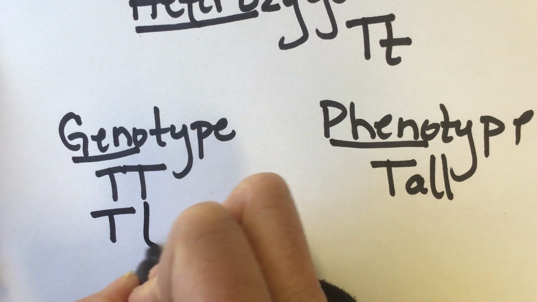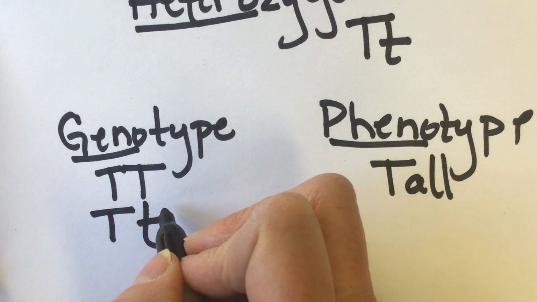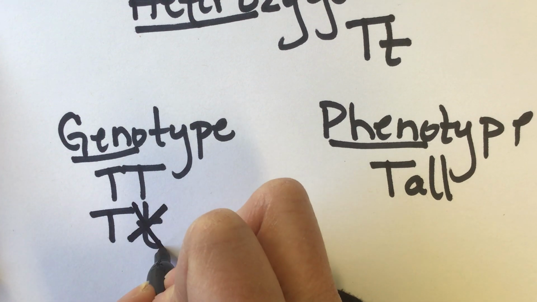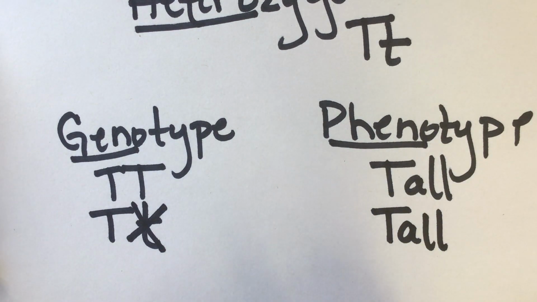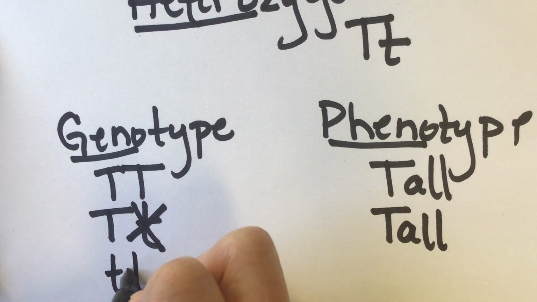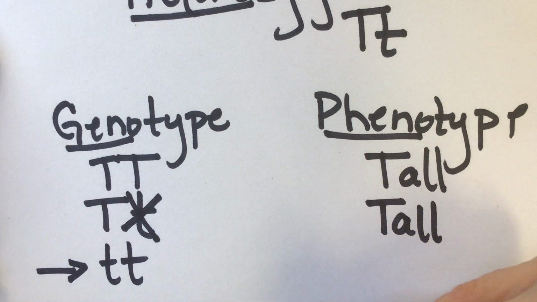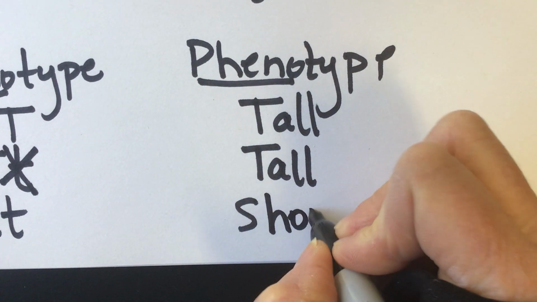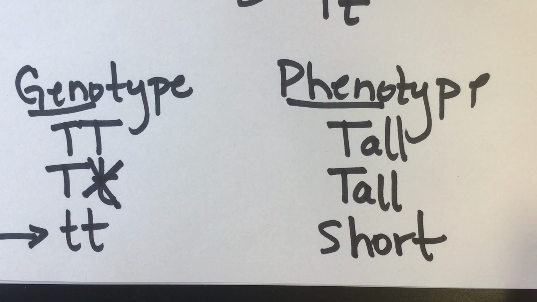So if their genotype is capital T, small t, we talked about there's a dominant trait here and a recessive trait. Well, the dominant trait hides or covers the recessive trait, so it's like it's not there. So my phenotype is still going to be tall. Okay? Now, if their genotype is small t, small t, so they inherited two recessive, this one is homozygous recessive. Their phenotype, according to this, that small t equals short. So that phenotype is short. So their genotype is their letters. Their phenotype is what they're going to look like.